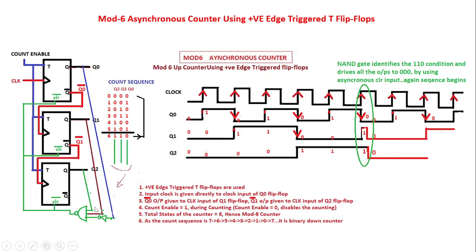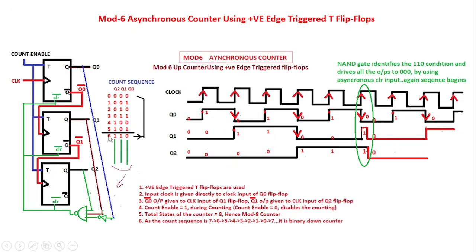Wherever 1 is there, we have connected it to the NAND gate input, the same thing. Since Q0 is 0, we have used an inverter. Now when the 6 comes, all the inputs of the NAND gate become 1, 1, 1 and the output becomes 0. So I have to drive the counter to 0. How do we drive? We use an asynchronous input. Clear bar is an asynchronous input to all the flip-flops. They are all shorted together and connected to the output of the NAND gate.